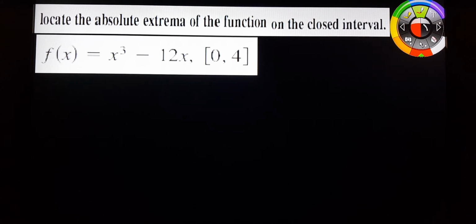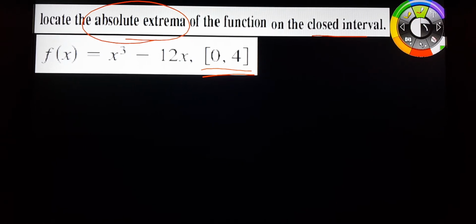Hi again everyone. We will continue our topic about the absolute extrema. A different activity: how to locate the absolute extrema of a function in a closed interval. We have here a closed interval from 0 to 4.